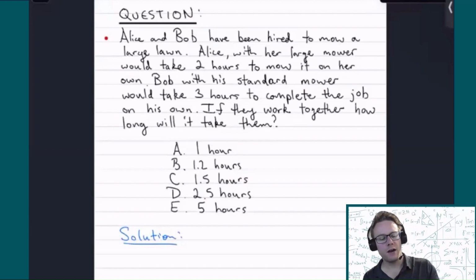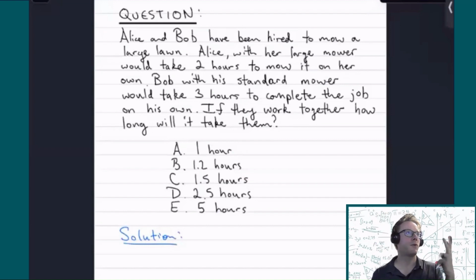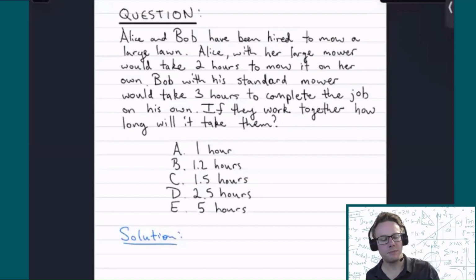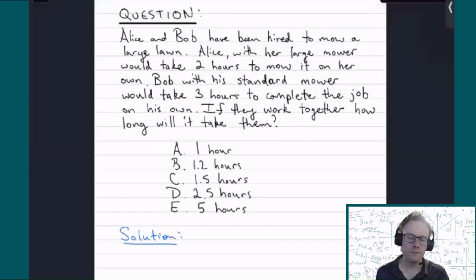So starting off with the statement of the question, we have two folks, Alice and Bob. They're hired to mow a lawn together. Alice, if she was doing it just on her own, could mow the lawn in 2 hours. Bob, on the other hand, has a more standard mower, not as large as Alice's mower, and it would take him 3 hours to complete the job on his own. And the question becomes, if they work together, how long will it take them to mow the lawn?